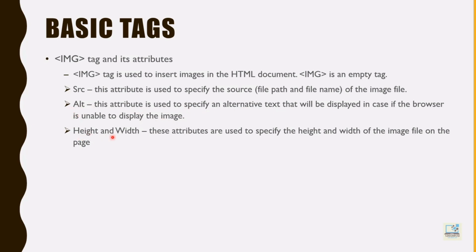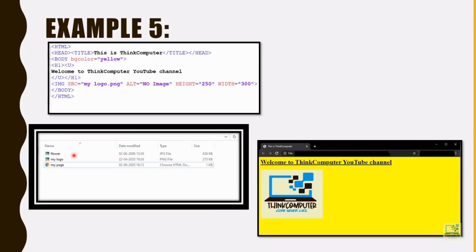Height and width: these attributes are used to specify the height and the width of the image file on the page. Now let's see one example to understand the image tag and its attributes. In this example, I have used this HTML program in which I have used the image tag. As you can see, I have written img src equal to mylogo.png. So mylogo.png is the name of my image file.